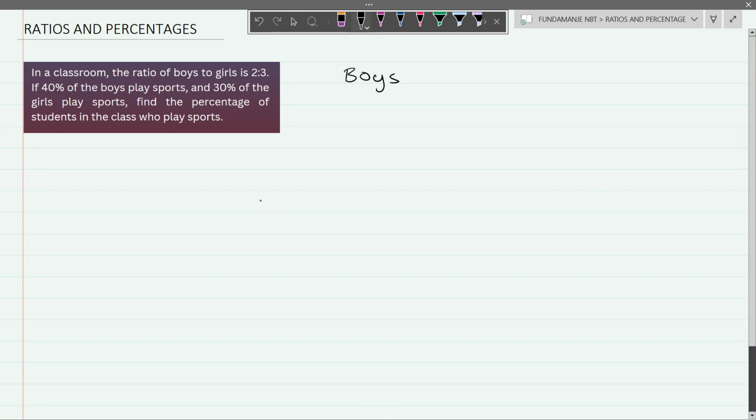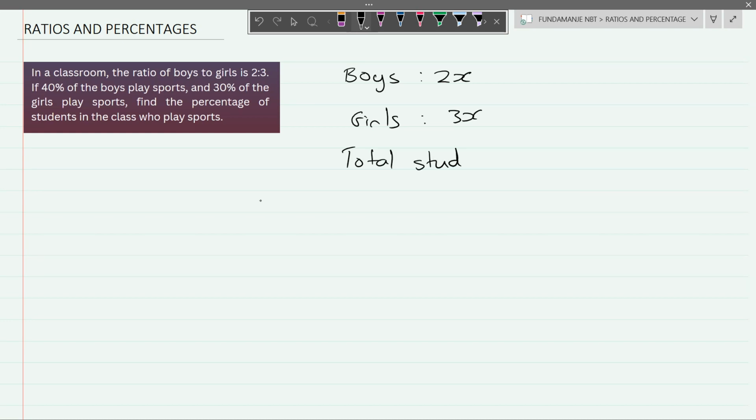So we can express that as a multiple. We can say for boys that would be 2x, and for girls that would be 3x. So the total number of students will be 2x plus 3x, which gives us a total of 5x. Then the second part, we want to calculate the number of boys and girls that play sports.